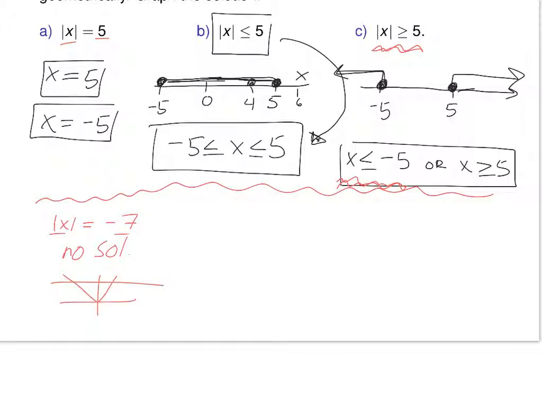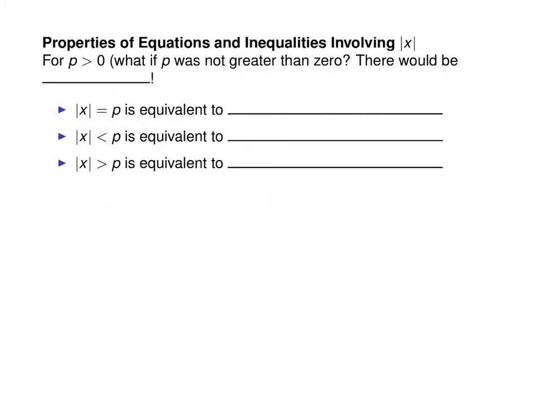But, okay, moving on. So properties of equations and inequalities involving absolute value of x, for p bigger than 0. So actually this depends. There would be no solution, and that actually depends on which situation. We could just say weirdness. I spelled that wrong, didn't I? That's embarrassing. We'll say strangeness. I can spell strange.